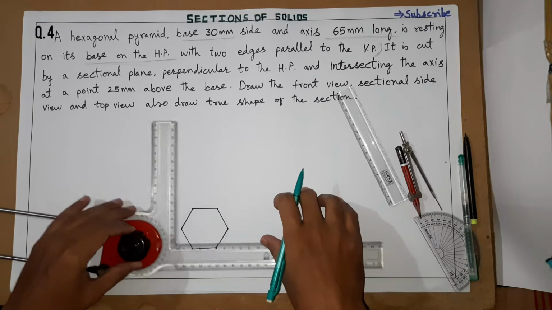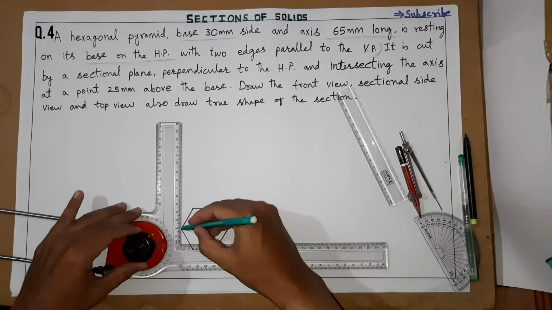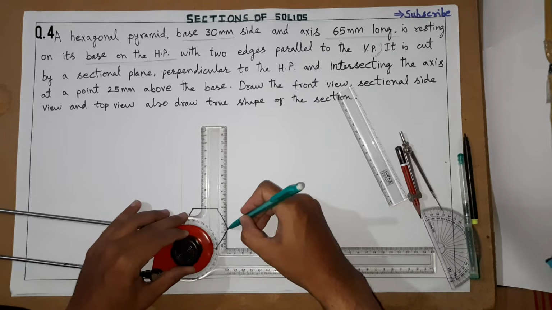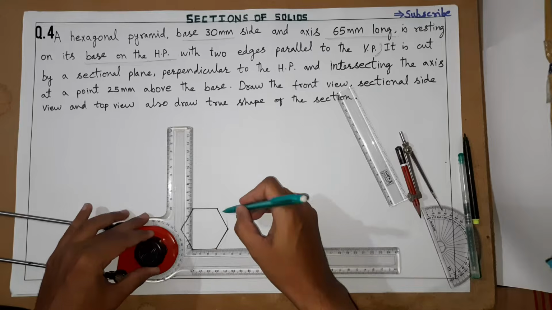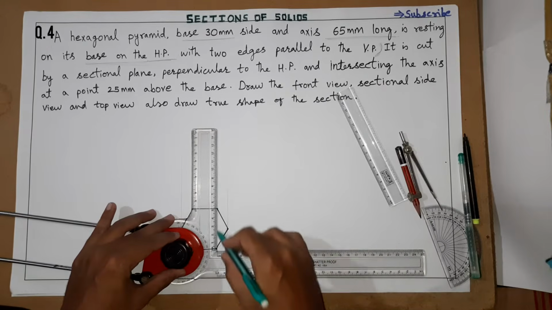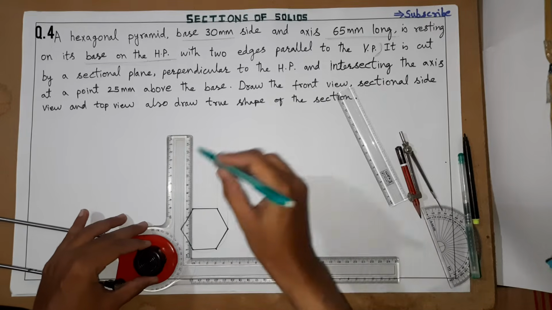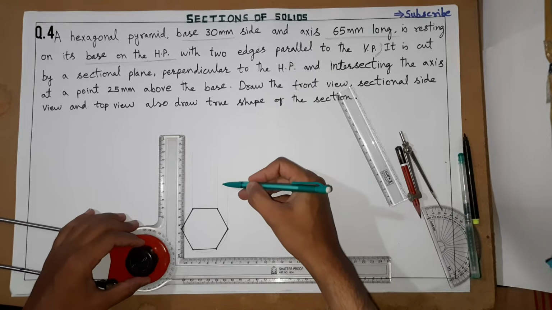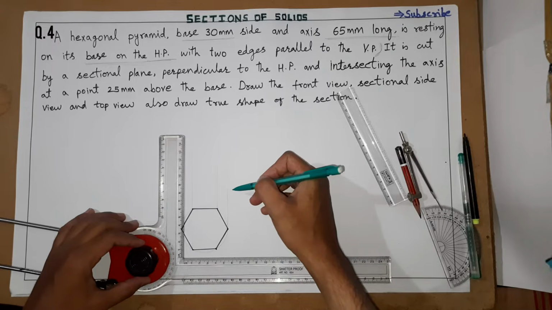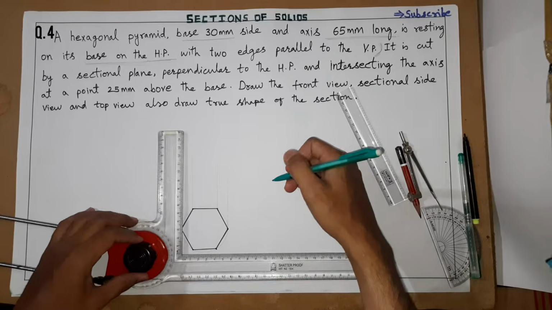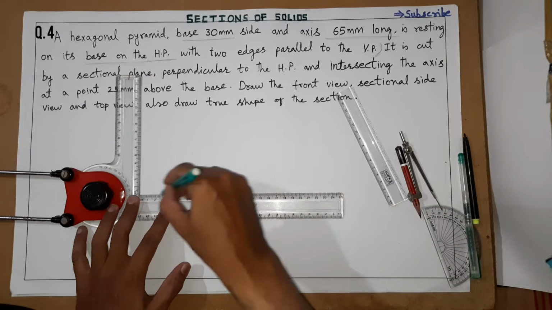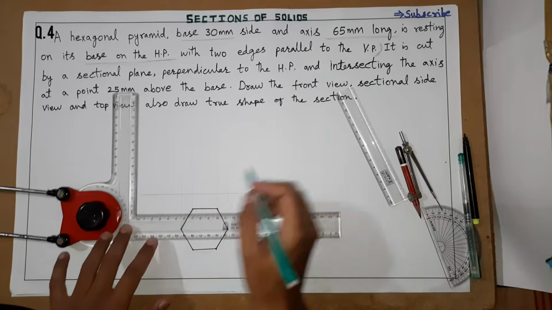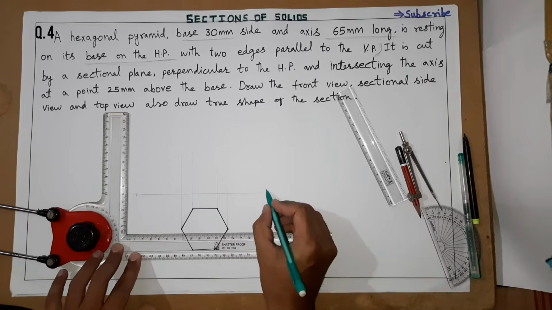Now you project all the corners of this hexagon base here. These are very thin lines. In the exam also you have to make these lines very thin. I hope it is visible to you. Anywhere you can draw the XY line, because they have not given any distance with respect to the vertical plane. So this is X, this is Y.